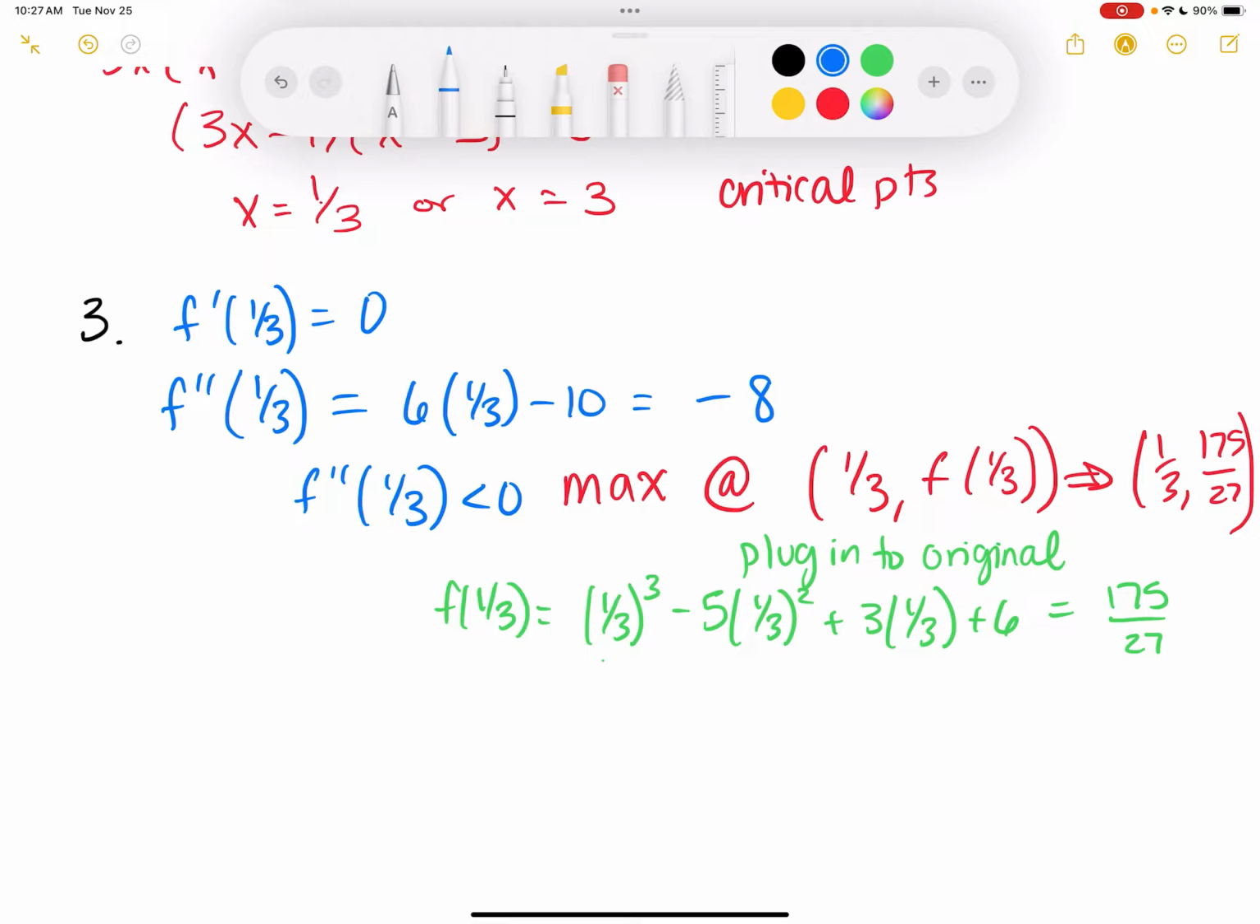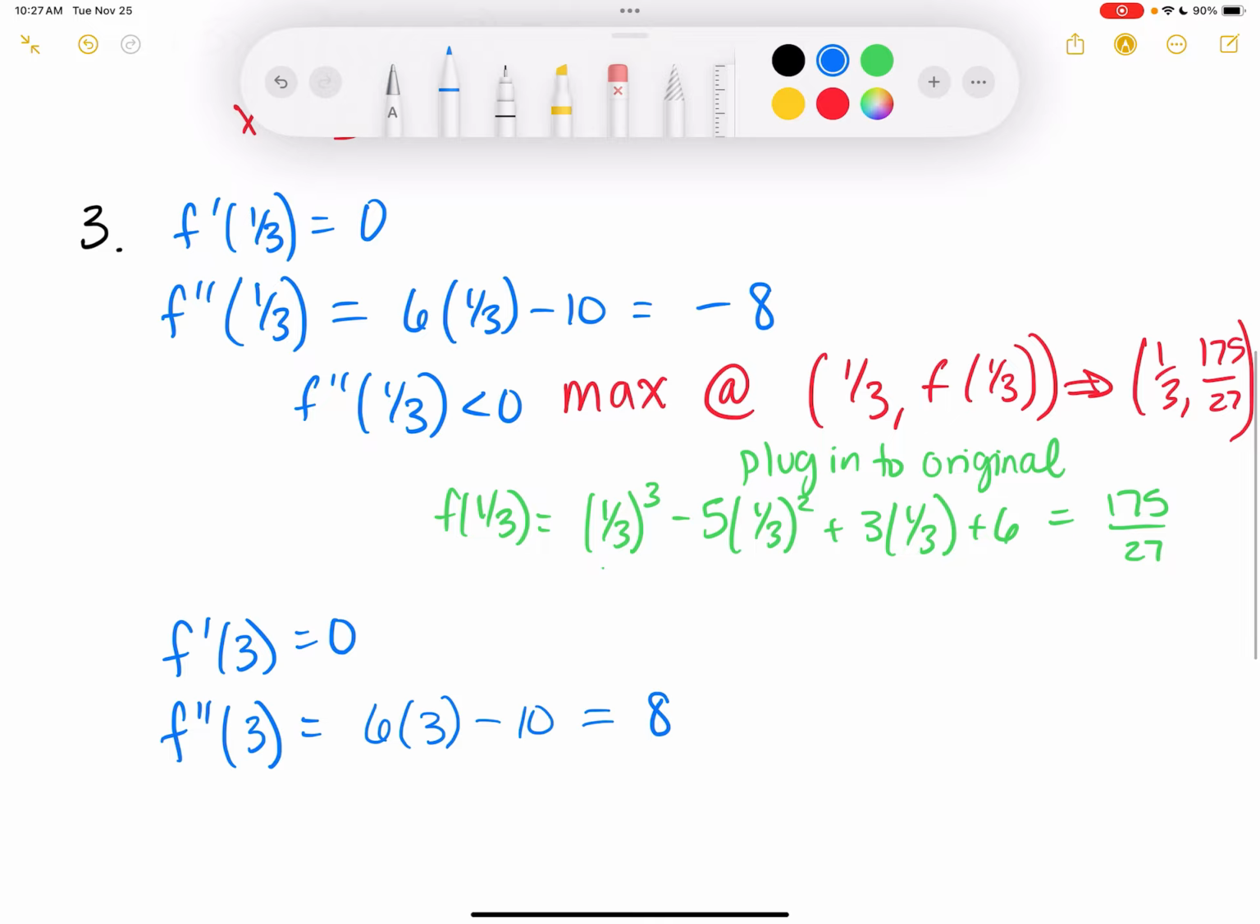f prime of 3 was equal to 0. So because that's the case, now I need to check the second derivative at 3. And so that would be 6 times 3 minus 10. God, I keep trying to put parentheses on things that don't need parentheses. So 18 minus 10, so that would be a positive 8. That means the second derivative evaluated at 3 is greater than 0, which means I have a min at 3 and f of 3.